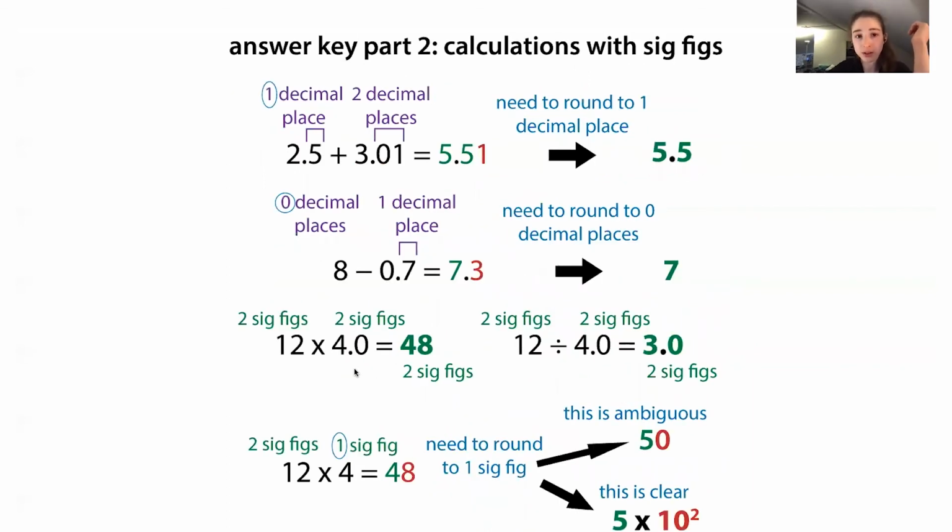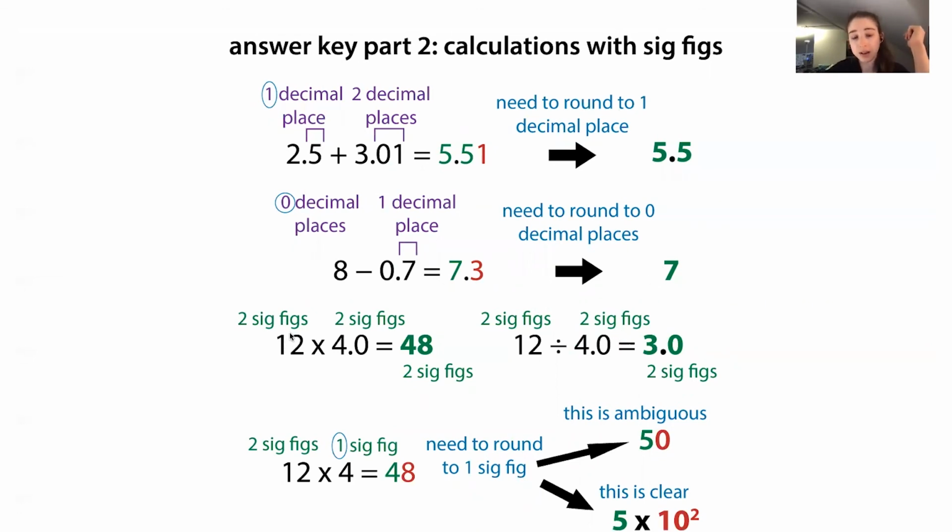So what about calculations? Here, if we're doing addition or subtraction, it's going to depend on the decimal places. Here we have 1 decimal place and 2 decimal places. So we go to the one with the fewest decimal places, and so we're going to round this to 5.5. In this case, this one has 0 decimal places and 1 decimal place. So we need to round to 0 decimal places.